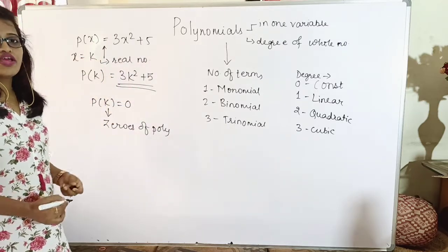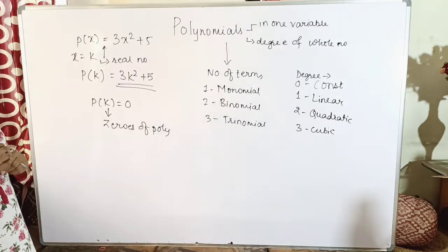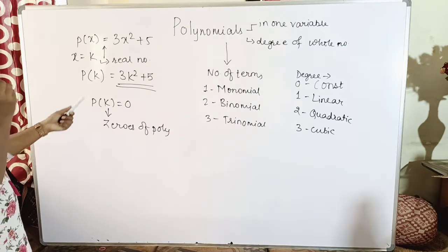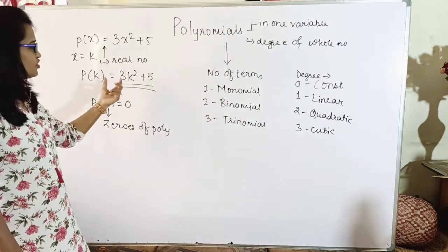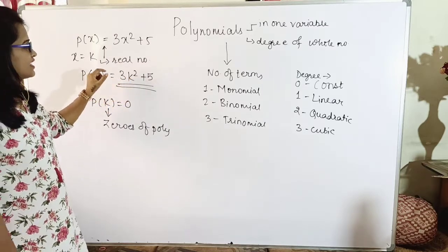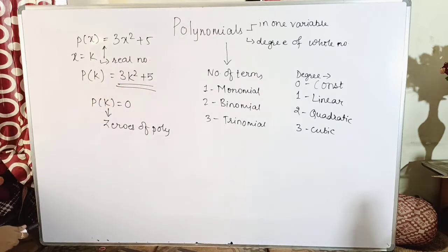Zeros means the value for which the given expression turns out to be 0 is called the zero of the polynomial. So in this case, as you can see here, I have just taken one example. So if you replace x with k, suppose you take any value and once you solve the expression you get the value as 0, then the respective real number is said to be a zero of the given polynomial. Okay, so this is the next thing we have seen further.